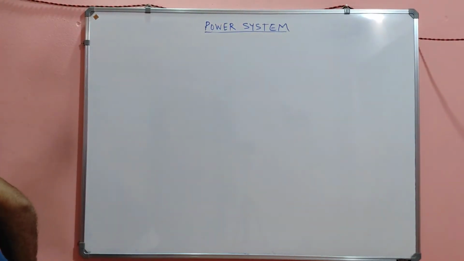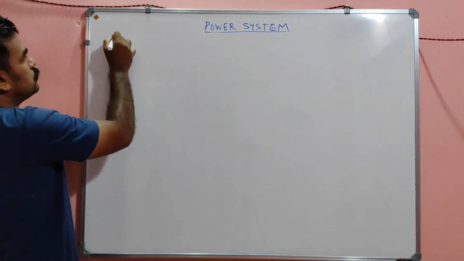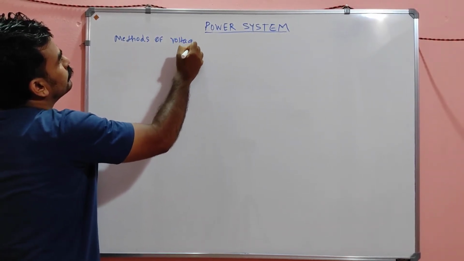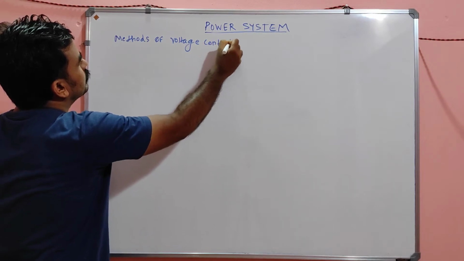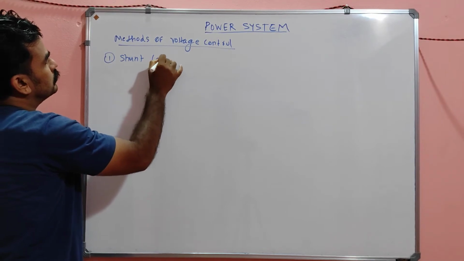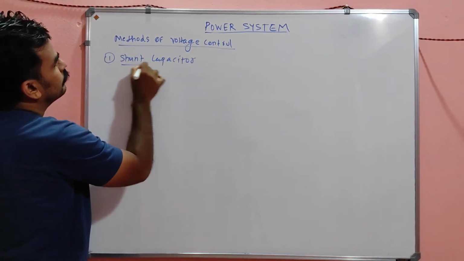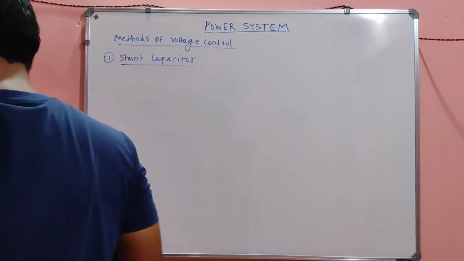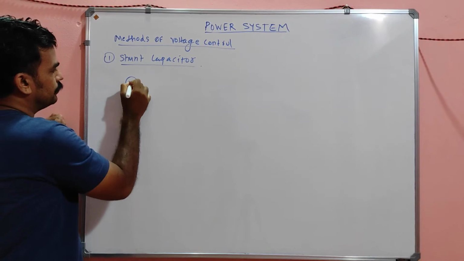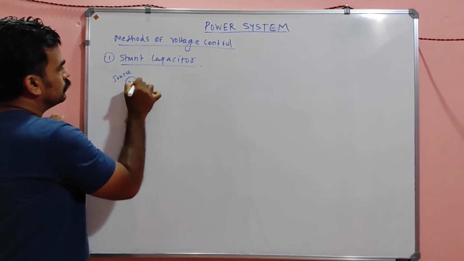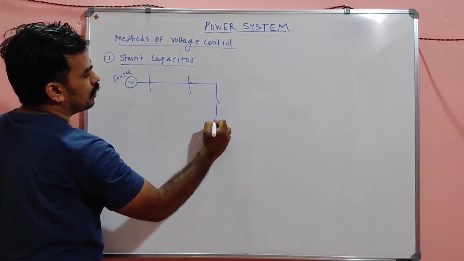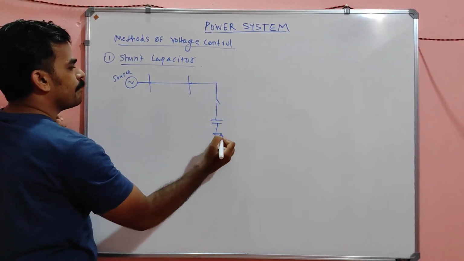Next, methods of voltage control. Shunt capacitor. Shunt capacitor is nothing but, my dear, this is the source, and this is the transmission line, and this is the load side.